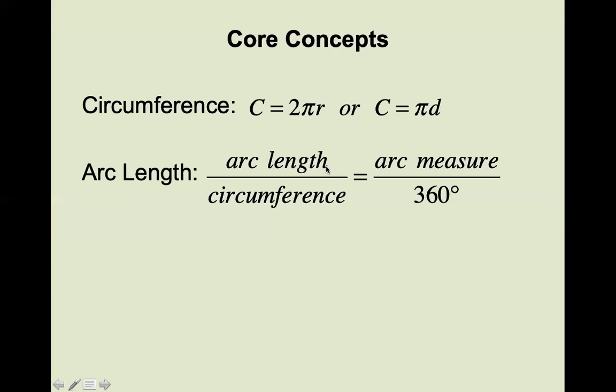And you can solve that proportion by cross multiplying, right? Remember we cross multiplied and solved for a missing variable when we were doing this with similar triangles.